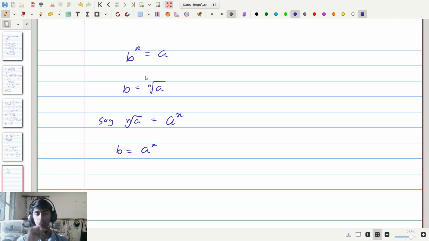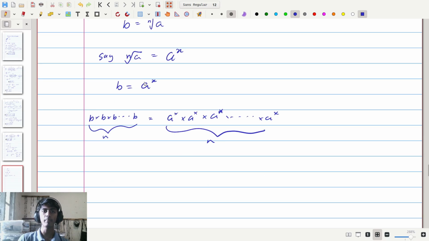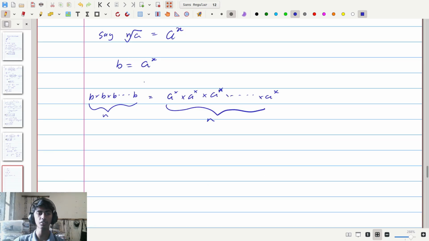Let's multiply both sides by themselves n number of times. What I mean by that is, let's consider b times b times b, dot dot dot, times b, n number of times, and that would of course be equal to a to the x multiplied by itself n number of times, a total of n number of times. Multiplying something by itself n number of times is the same as taking that corresponding indexed power. So we have b to the n on the left, and we have a to the x, whole thing to the n, on the right.